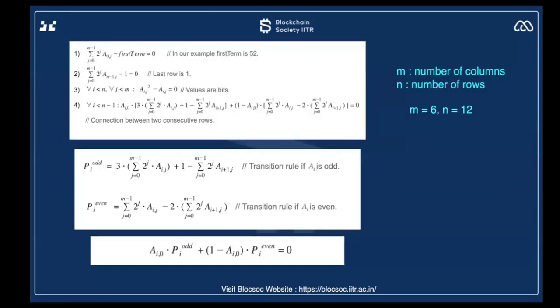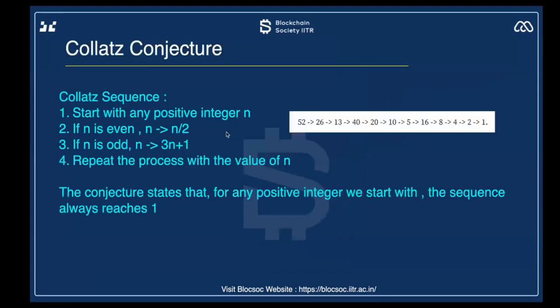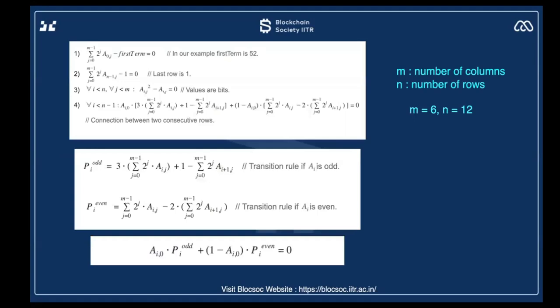The next is the polynomial constraint. Our problem has this constraint that if a number is even, then its next number is equal to n by 2, and similarly there is a constraint for odd numbers also. So we will formally define polynomial constraints for that. These are the four polynomial constraints that we generate for this problem.